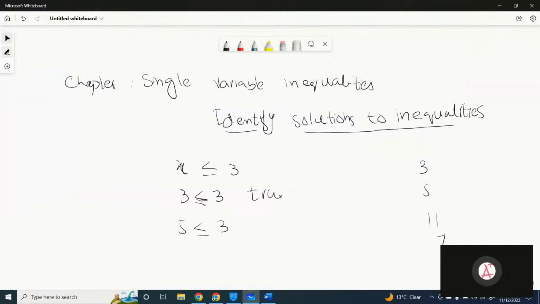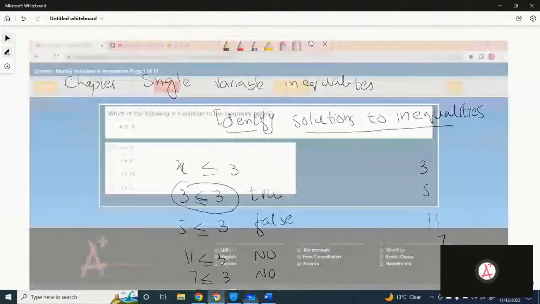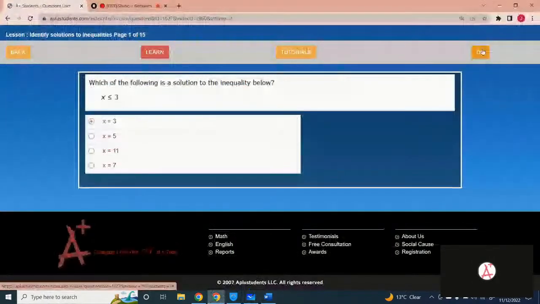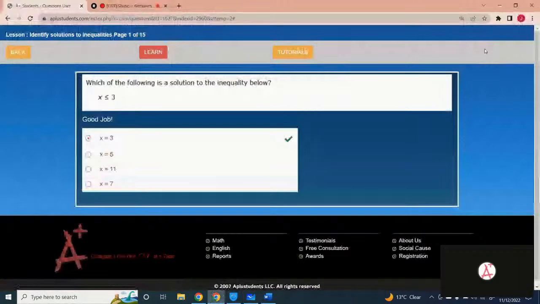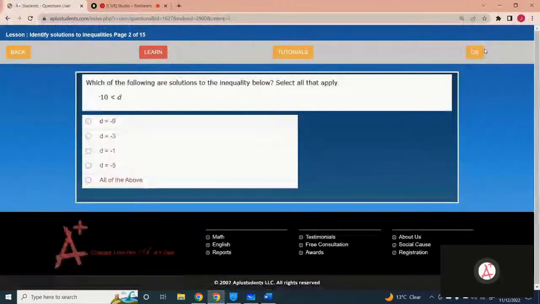5 is less than or equal to 3. Is it true or false? It is false because 5 is greater than 3. Same is the case for 11. 11 is less than or equal to 3? No. 7 is less than or equal to 3? No. That means just one option is correct, the very first option. So the solution of the inequality is x equals 3. Got it? Okay, the next one is negative 10 less than d.